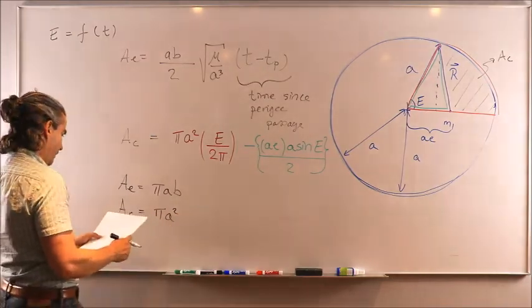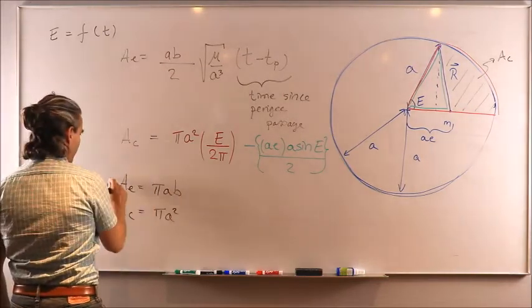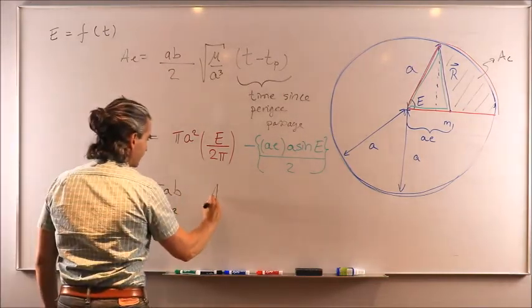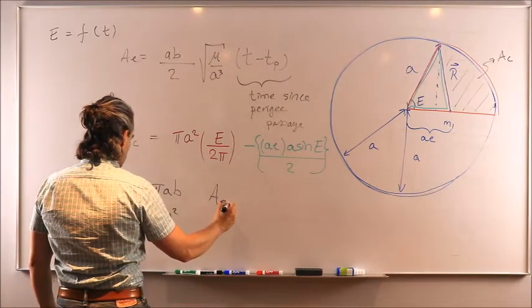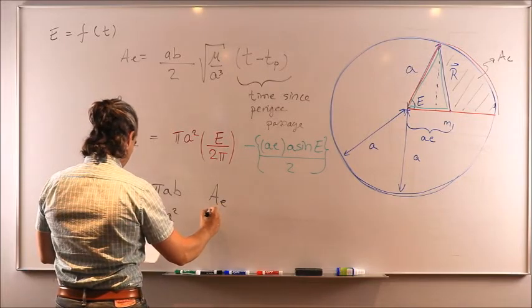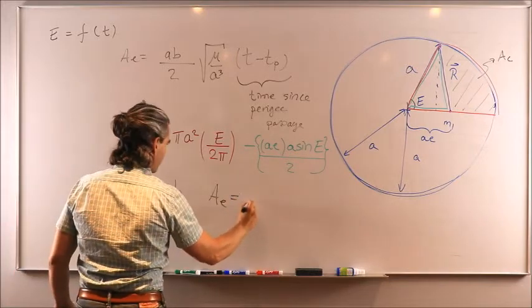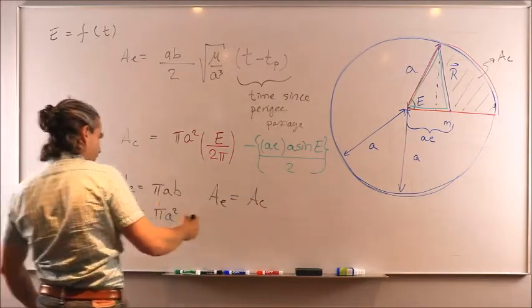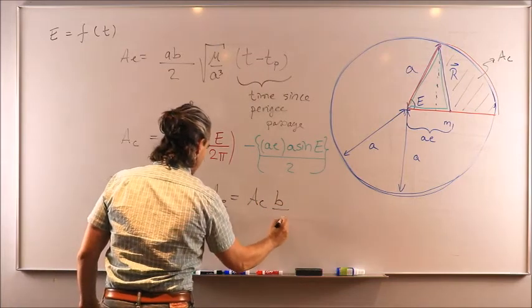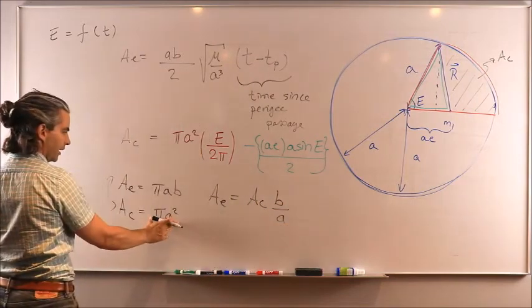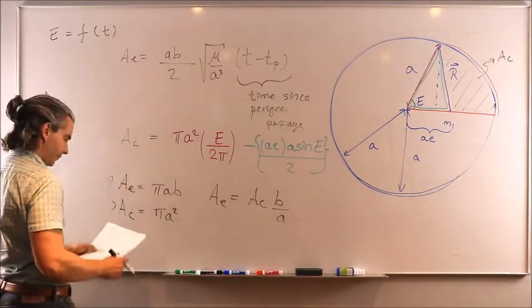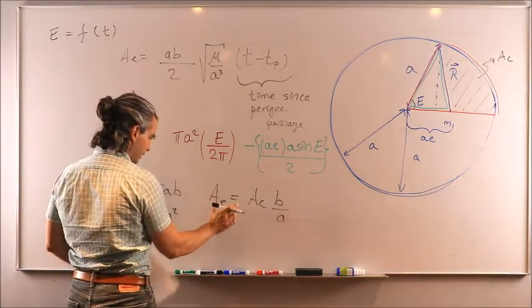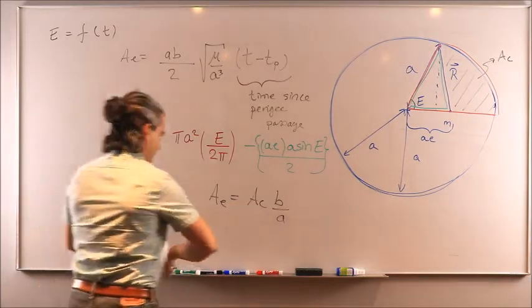Such that you can say that, combining those two relationships, AE, the area of an ellipse, will be related to the area of a circle, but by multiplying it with B and dividing with A. Because if you take this, divide with A, you get pi A. Then multiply with B, you get pi A B. So that is the relationship between AC and AE.